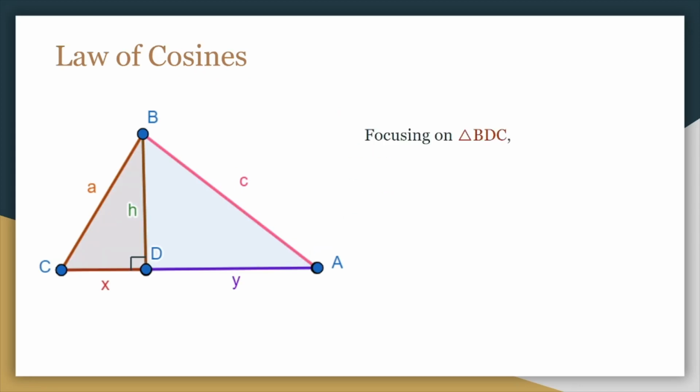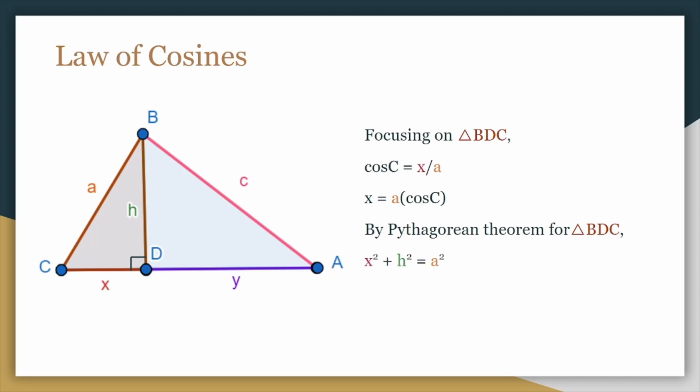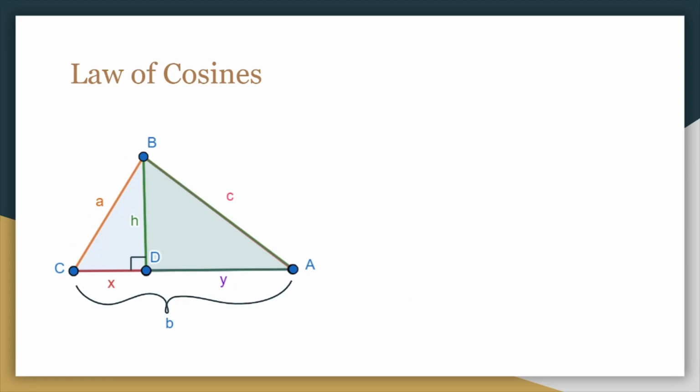By definition, we know that cosine of C equals x divided by A, since the cosine of an angle of a right triangle is equal to the adjacent side, which is x in this case, divided by the hypotenuse, which is A. Next, we're going to multiply A to both sides of this equation, and we'll get x equals A times cosine of C. Using the Pythagorean theorem for triangle BDC, we know that x squared plus h squared equals a squared. We'll subtract x squared from both sides of this equation to get h squared equals a squared minus x squared. Again, we'll use the Pythagorean theorem for triangle ABD.